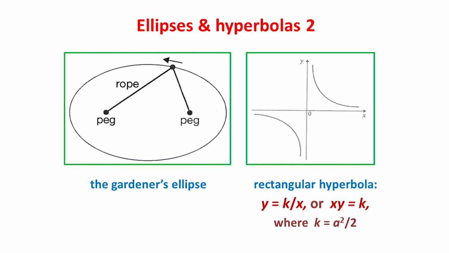Two further comments. Another way to draw an ellipse is to tie a rope to two pegs and then trace out the curve. This method has sometimes been used by architects and surveyors, and also by gardeners when designing elliptical flower beds. And for the hyperbola, if its asymptotes are at right angles, then as pictured below, we can rotate them to get the much simpler equation y equals k over x, or xy equals k, where k is a squared over 2.